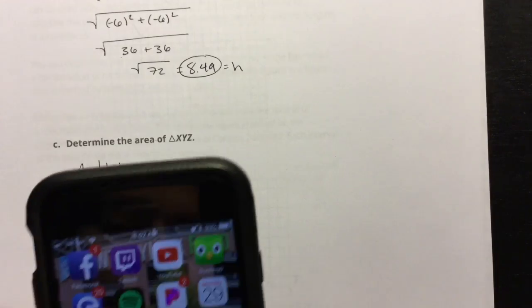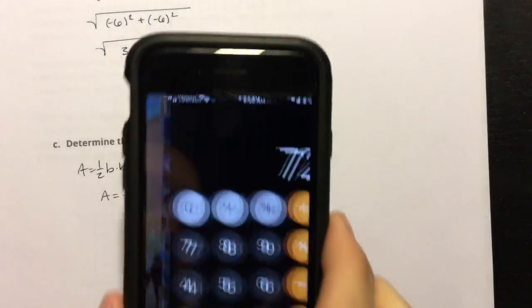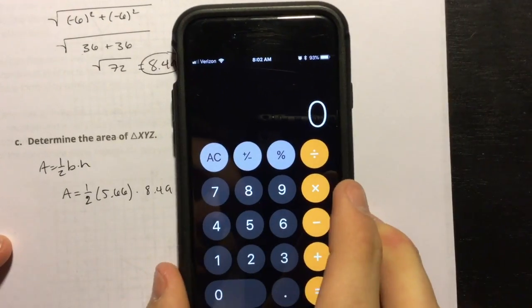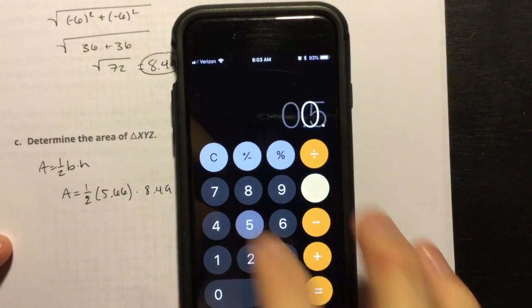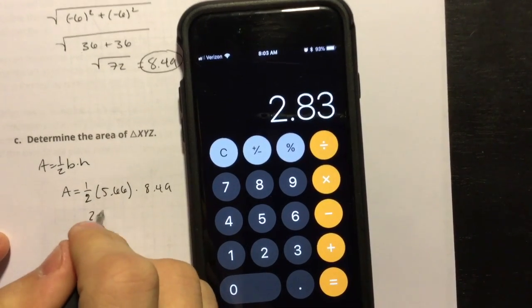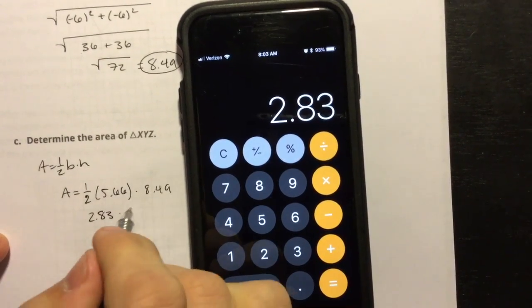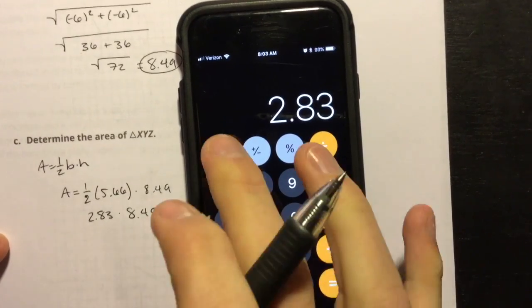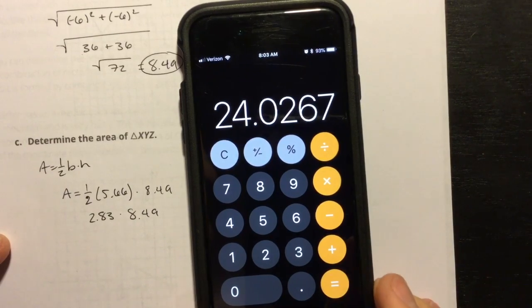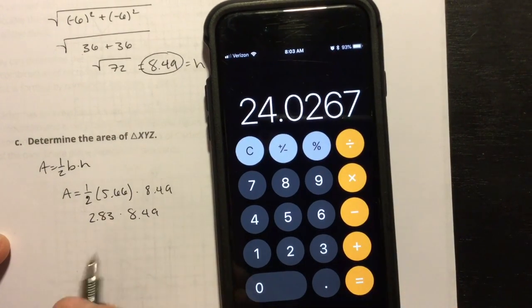Now this one I actually can plug into my calculator. So 5.66 times 0.5, which is 1/2. That's going to be 2.83 times 8.49. Boom. 24.03.